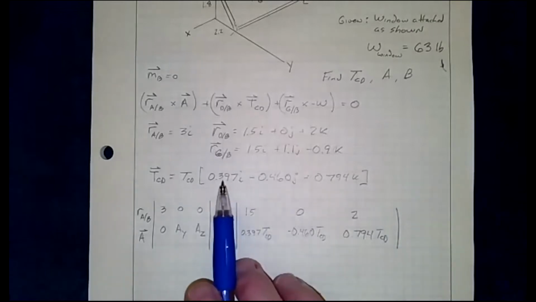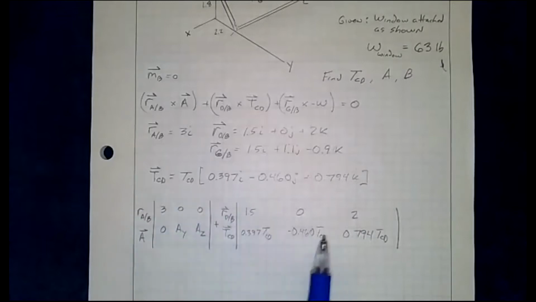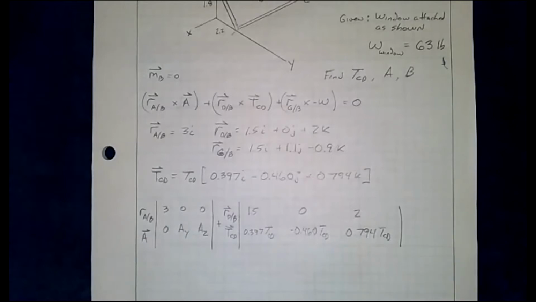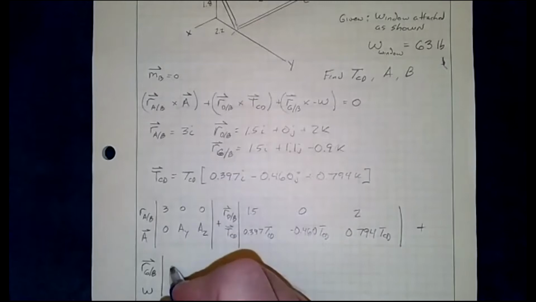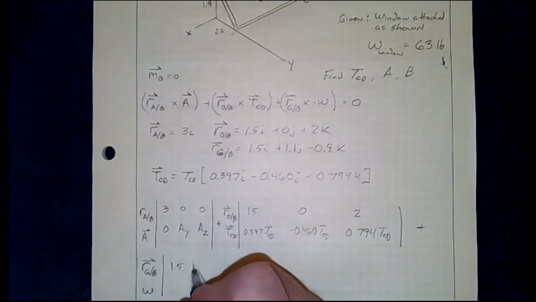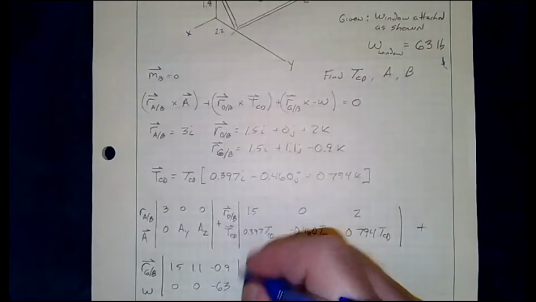All right. So these are just identifiers. They don't have anything to do with calculation. They're just to say what's in there. All right. So you have these in there now. Good. So plus, and then our other one is going to be, of course, r, G relative to B, and that's crossed with the weight, and that's just 1.5, 1.1, negative 0.9, 0, 0, negative 63. And all that equals 0. Okay? So the rest is just algebra at this point.